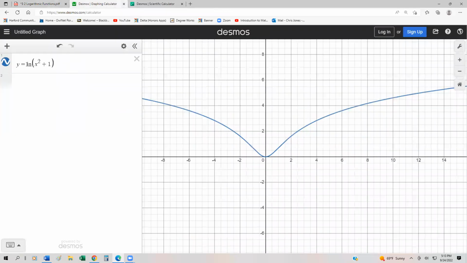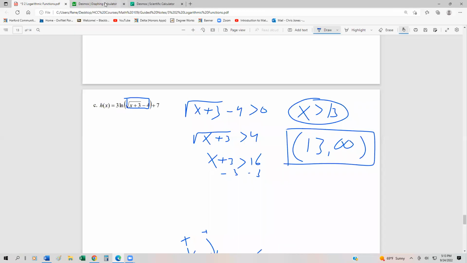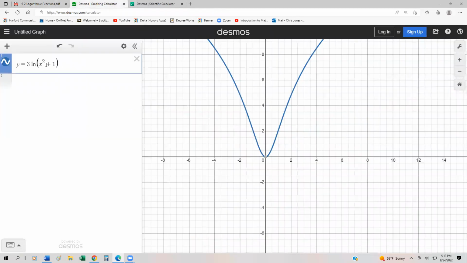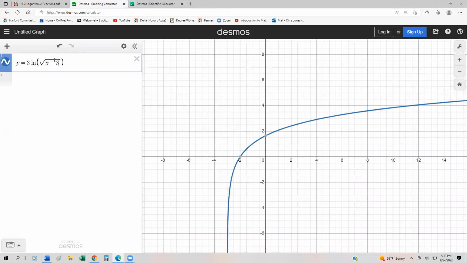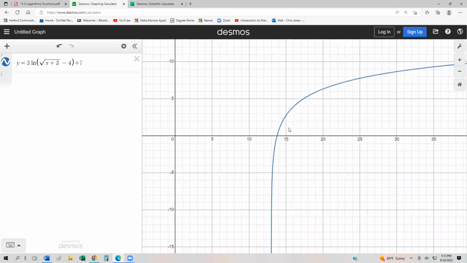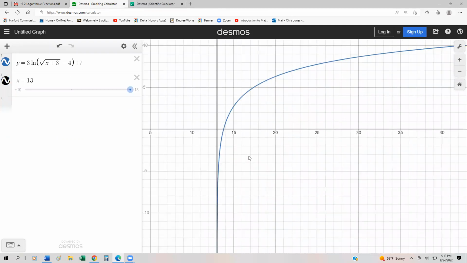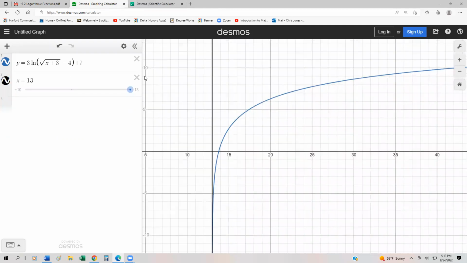So that would be 3 natural log of root x plus 3 minus 4. The square root of x plus 3 minus 4. And then I think it was plus 7 or something like that, plus 7. I'm going to zoom out on the graph, and clearly we can see that our asymptote, remember we had this 13, that just shows us that that is indeed going to be the domain of the function.